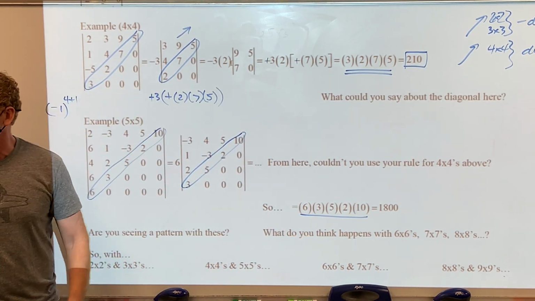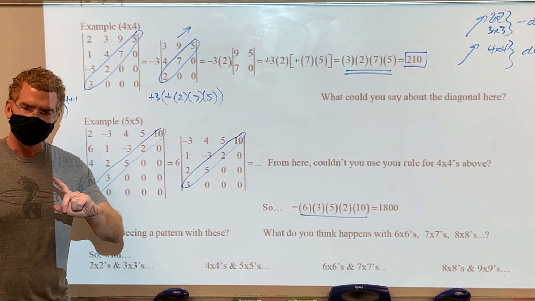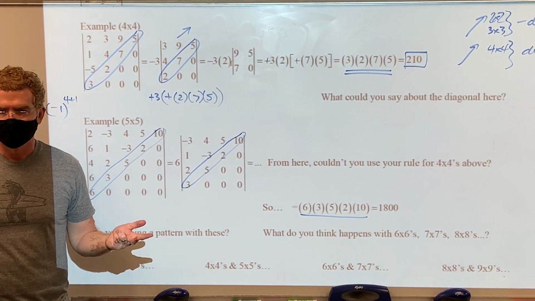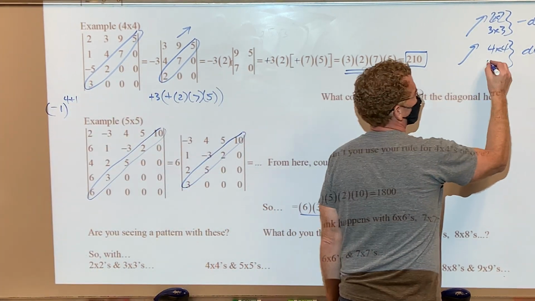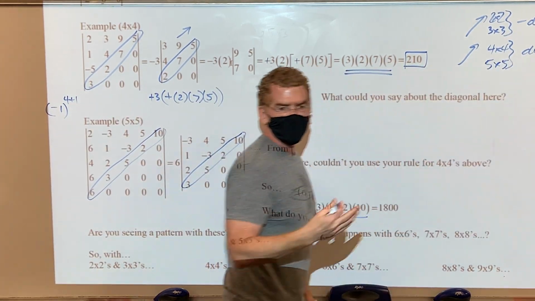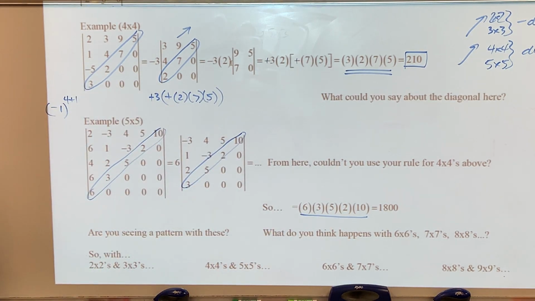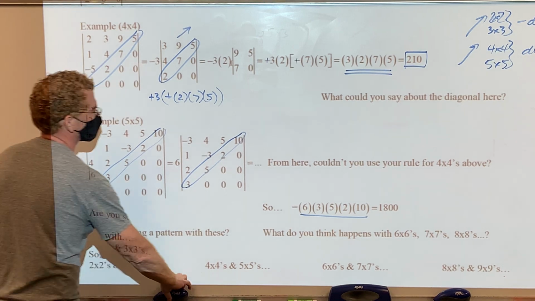And again, what did I do? I didn't negate it. So for 5x5s, I'm proving these rules. I don't have to negate it. Now, what would happen if I went to a 6 by 6?